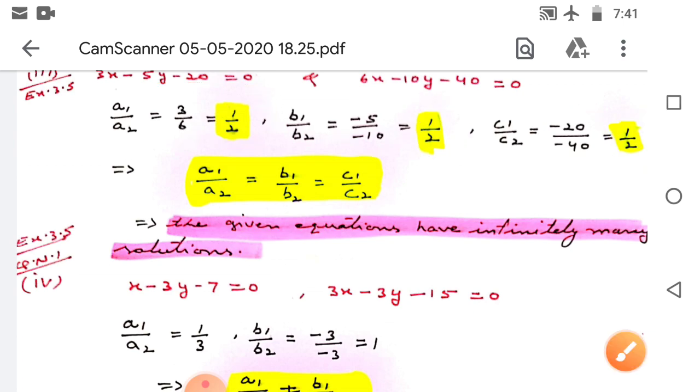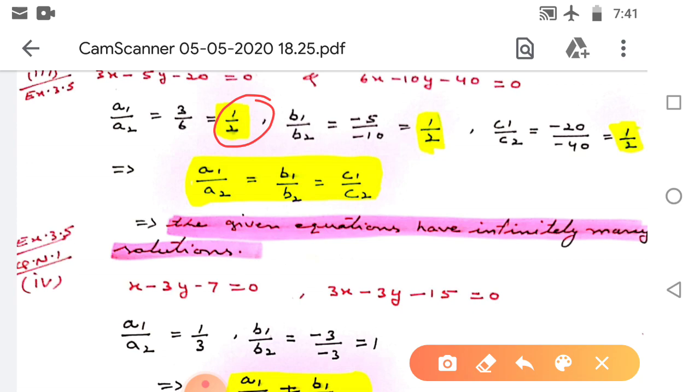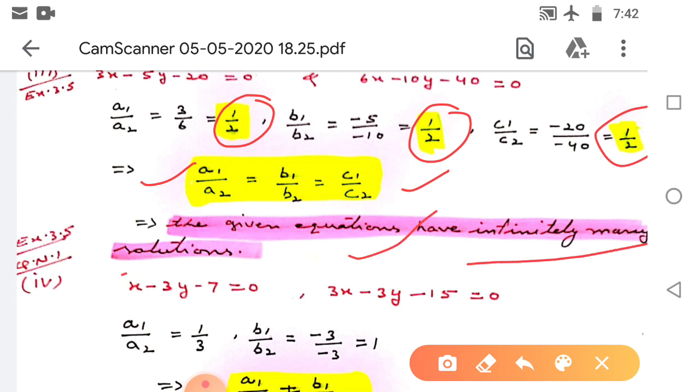So look at here. The value of a1 upon a2 is 1 by 2. Value of b1 upon b2, again 1 by 2. Value of c1 upon c2, again 1 by 2. So a1 upon a2 is equal to b1 upon b2 is equal to c1 upon c2. Right? So when a1 upon a2 is equal to b1 upon b2 is equal to c1 upon c2 algebraically, then the given system of linear equations will have infinitely many solutions. So the given equation will have infinitely many solutions.